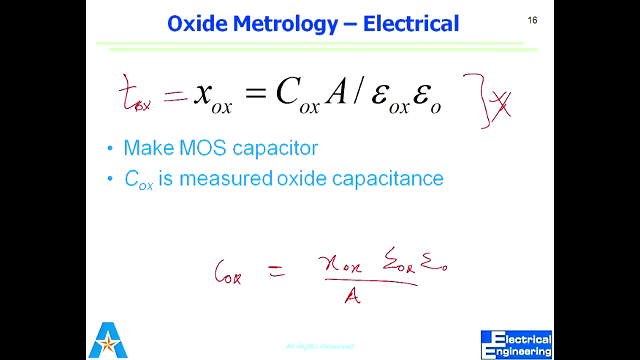So in the lab, we will use the same formula. As I told you, you should know about the area. Area depends on the structure of the capacitor that you have. If this is a capacitor, you should know about the diameter.